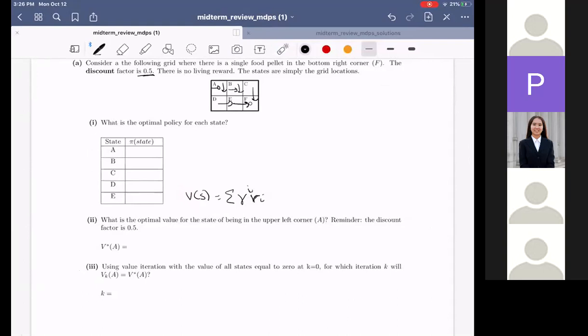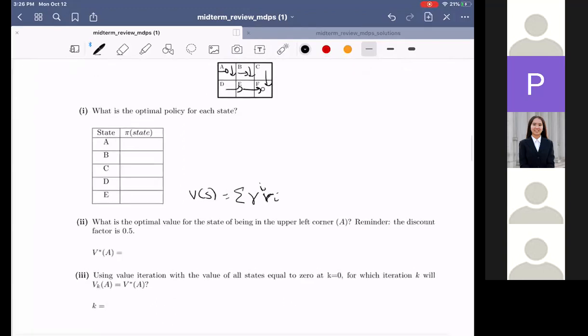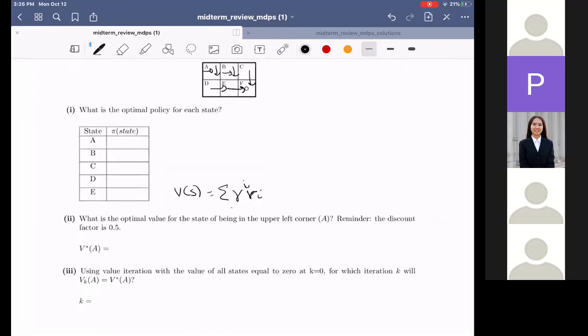So for this question, it helps to view value as the expected sum of rewards. What we can say is basically the value is some discount times the reward of your step one, then discount squared times reward two, plus discount cubed times reward three, and so on. So it's sort of like a sum of rewards. Can anyone tell me the expression that we would use for V star of A?